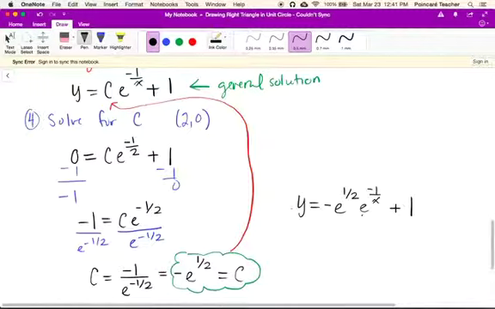It's kind of awkward, so at this point we have the solution, but I want to clean this part up. Since these two factors have the same base, I can add the exponents. So we'll have negative e to the 1/2 minus 1 over x, and then plus 1. So this will be the final solution. This is the particular solution.